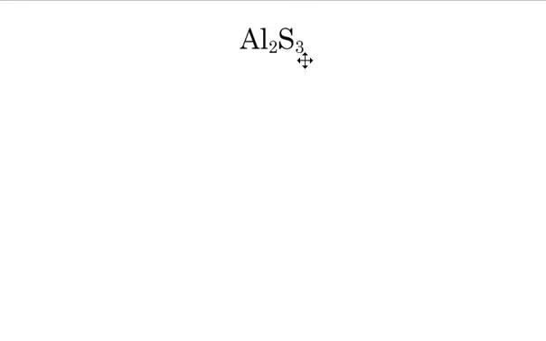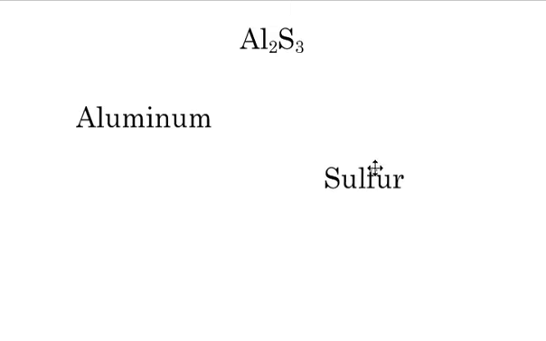This one, the formula looks a little bit more complicated because we have these numbers. But if you recognize your elements, you see we still have just aluminum and sulfur. It says there's 2 aluminum and 3 sulfur. And if we consider the charges of the ions, it makes sense. But when we name it, we just name it aluminum. Sulfur becomes sulfide. And we have our compound aluminum sulfide.